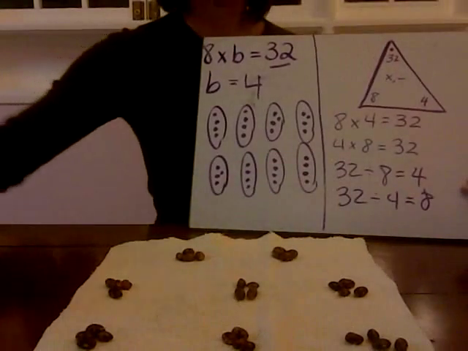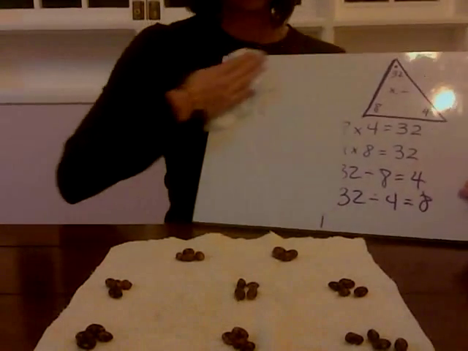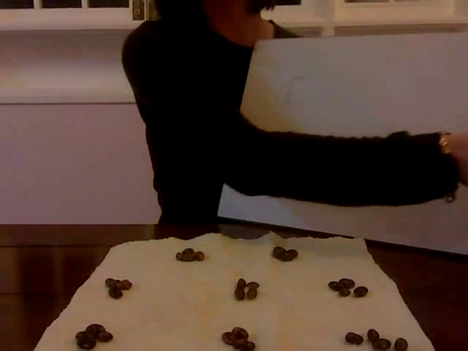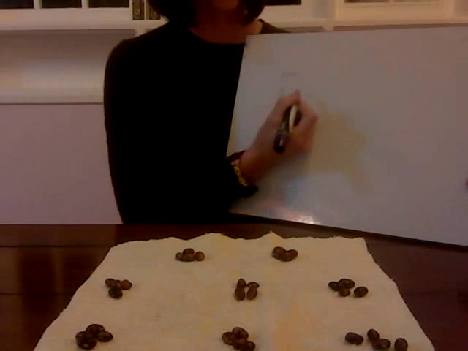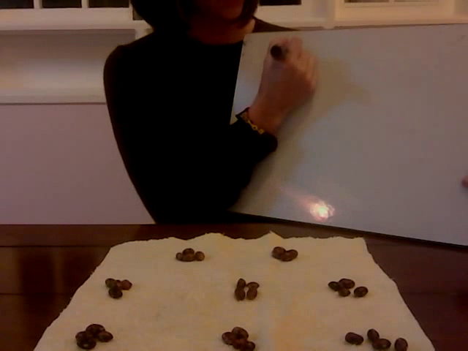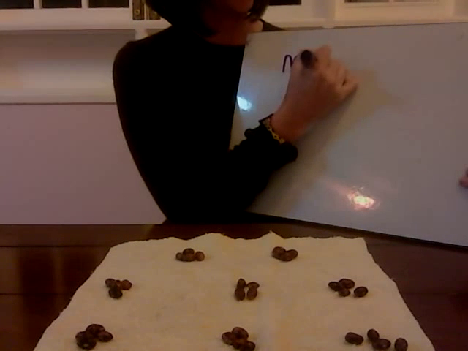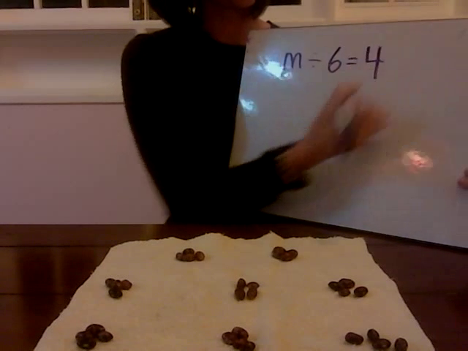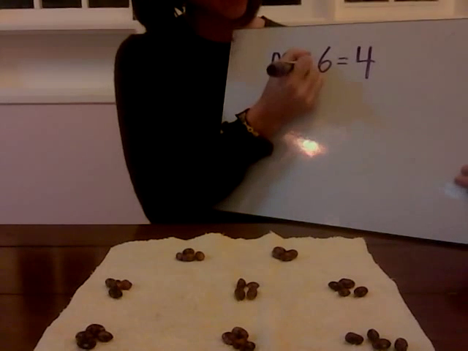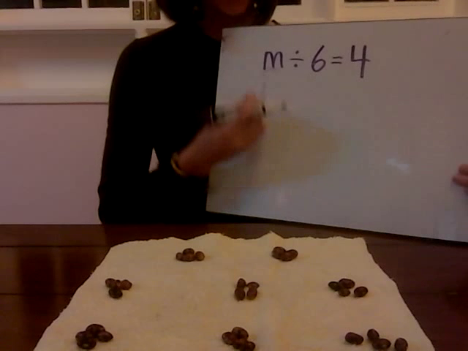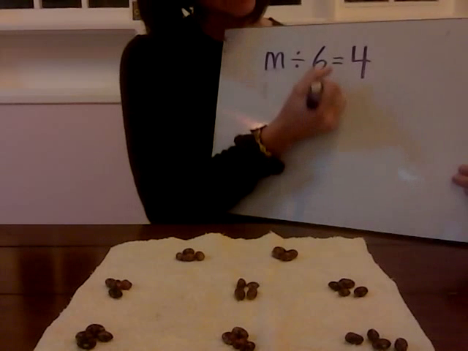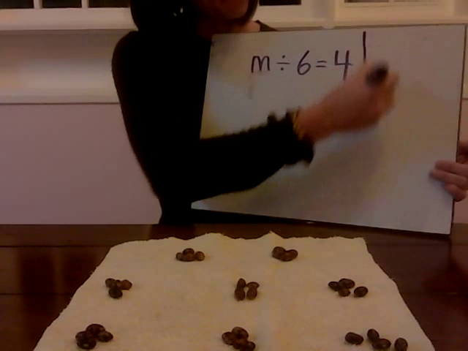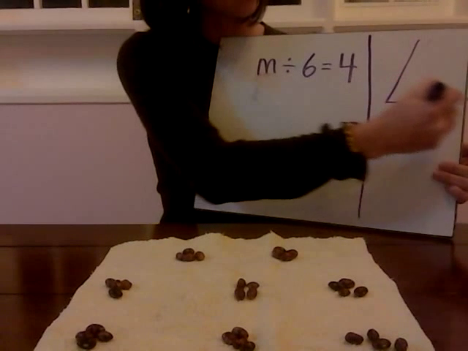Alright, let's do another example. Let's try a division one. What if we see something like m divided by 6 equals 4. We want to know what m is. We know that m is a big number that has been split up into 6 groups and that each group has 4. Let's make a fact family to go along with that.